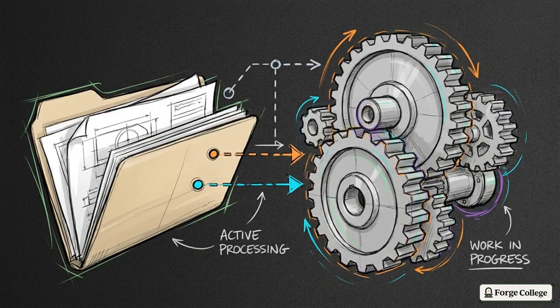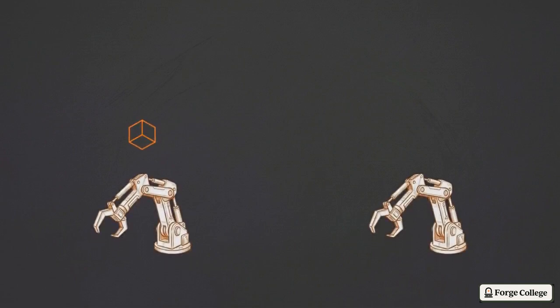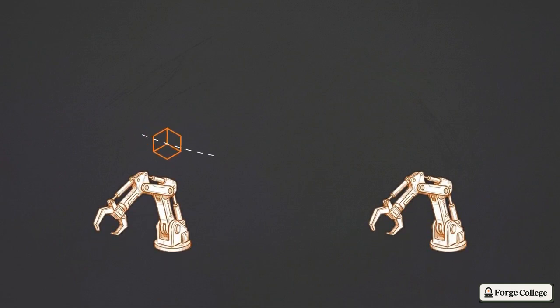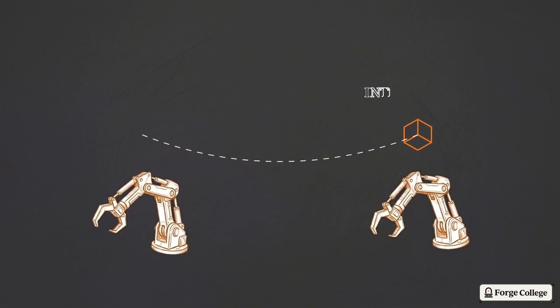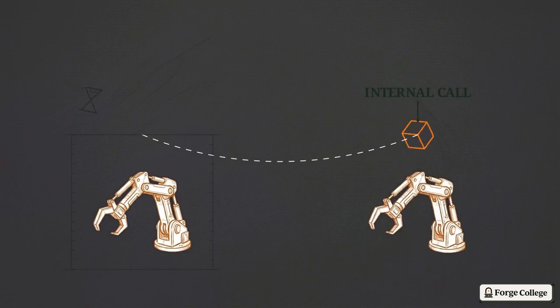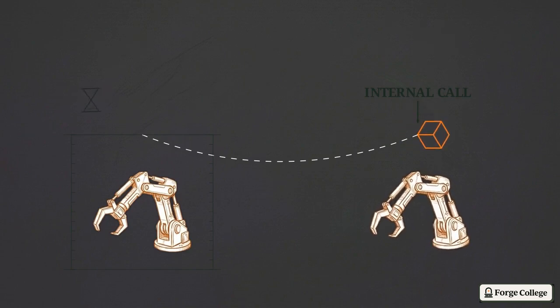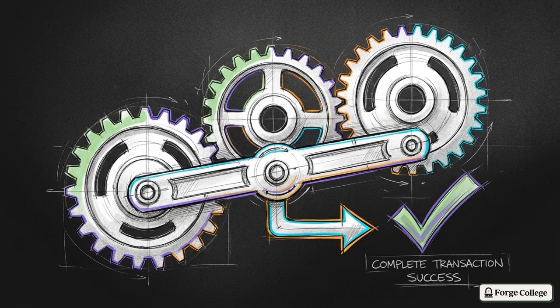Once a transaction is picked up from the belt, it enters the execution phase. This is where the actual work happens. Smart contracts act like automated factory workers. One robotic arm picks up a transaction and passes it to another arm for a specific task. These are internal calls, and they are synchronous. The first worker must stop and wait for the second to finish. Because these steps are linked, every internal call must succeed for the entire transaction to be considered complete.